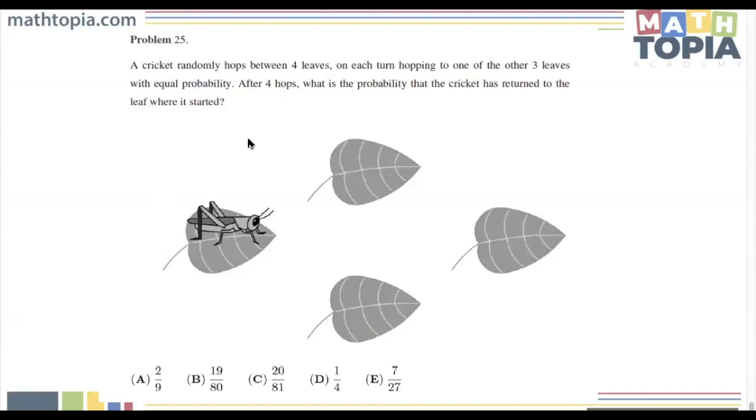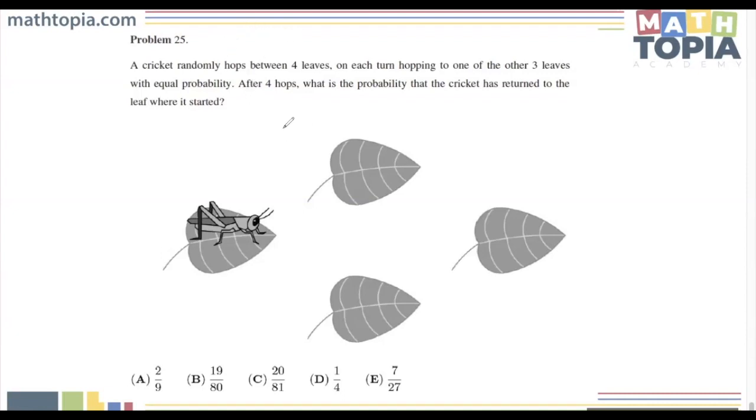Finally, we have number 25. A cricket randomly hops between 4 leaves on each turn, hopping to one of the other 3 leaves with equal probability. After 4 hops, what is the probability that the cricket has returned to the leaf where it started? Yeah, so what is the probability?